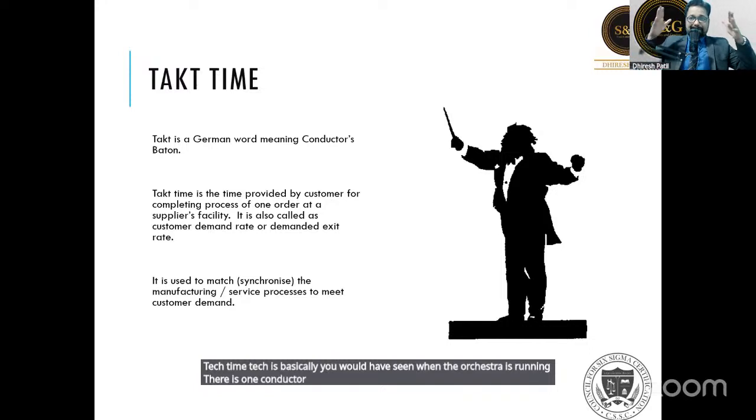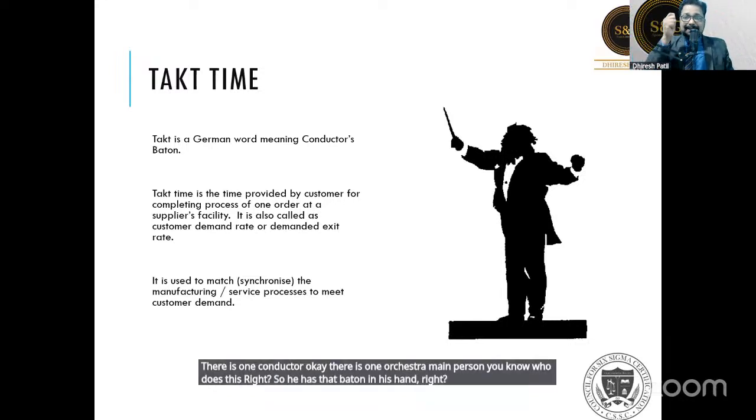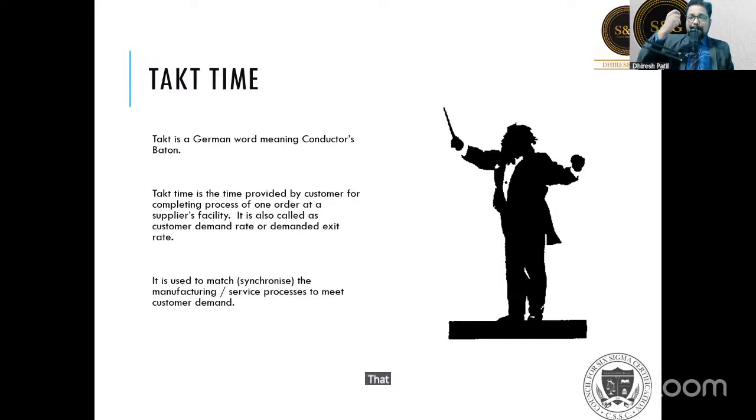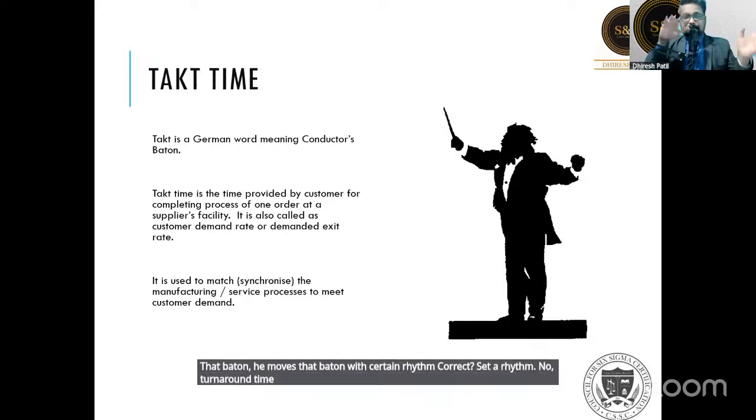There is one main person, who does this ta ra ra ra ta ra, right? So he has that baton in his hand, right? That baton, he moves with certain rhythm. Correct? Certain rhythm. No, turnaround time is different than the takt time. Takt time and turnaround time are different stuff. I'll explain. Turnaround time is a little different.